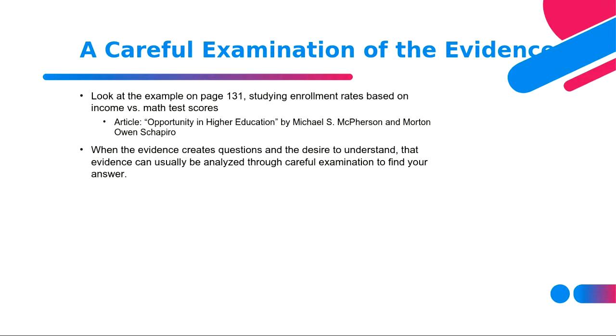Starting off, one thing is a careful examination of the evidence. This has that chart, that table that was evaluating math scores versus income in terms of applying to and or attending college. Opportunity in higher education was the title of that excerpt. When the evidence creates questions and the desire to understand, that evidence can usually be analyzed through a careful examination to find your answer. And we did do a little bit of examination of those numbers in the lecture.